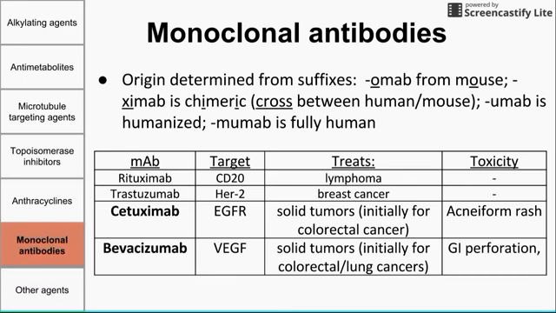Another one that's worth knowing is bevacizumab, which targets VEGF, which is a vascular endothelial growth factor, also used for solid tumors, initially developed for colorectal and lung cancers. This is a problem because it can cause GI perforation. VEGF is a factor that promotes angiogenesis, promotes the growth of blood vessels into new parts of the body or into tumors. If you inhibit those, you can weaken the GI tract and cause perforation of the GI tract.